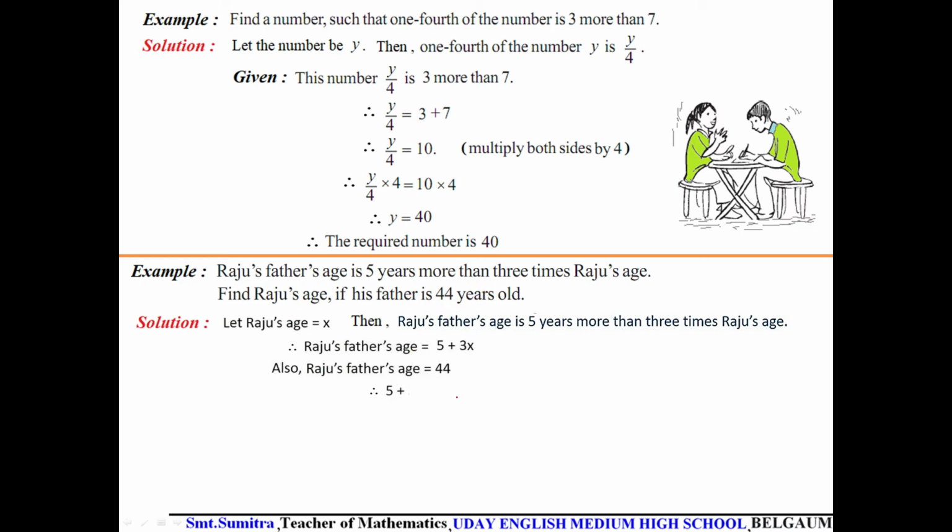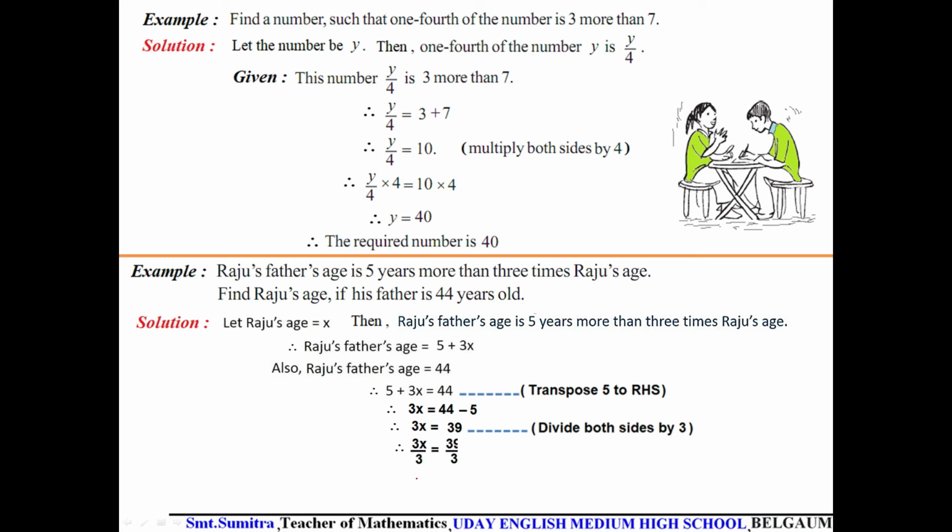Therefore 5 plus 3x equal to 44. You transpose 5 to the right hand side. 44 minus 5. Therefore 3x equal to 39. Then the next step, dividing both the sides by 3. 3x by 3 equal to 39 by 3. So x equal to 13. Raju's age is 13 years. This is the way how we solve. Please copy the example and the steps by pausing the video. I'll continue to the next page.